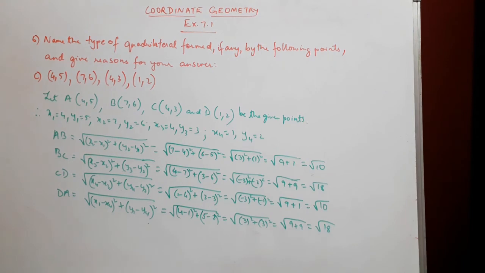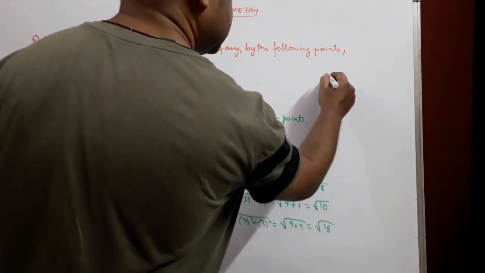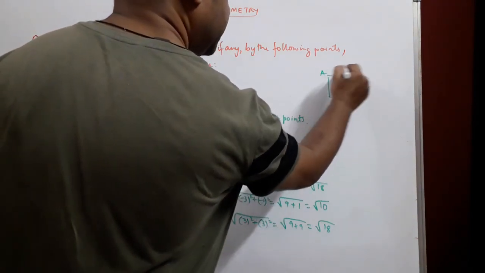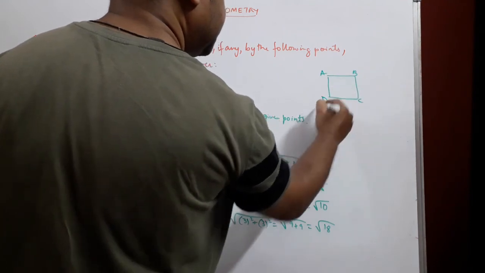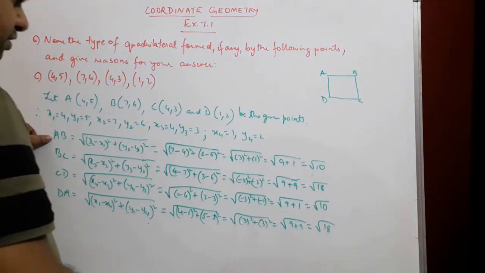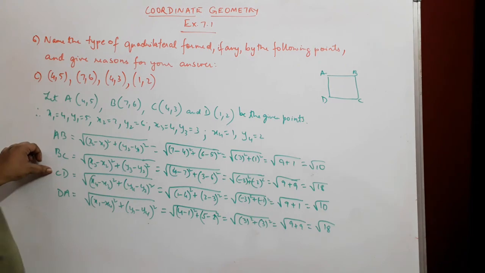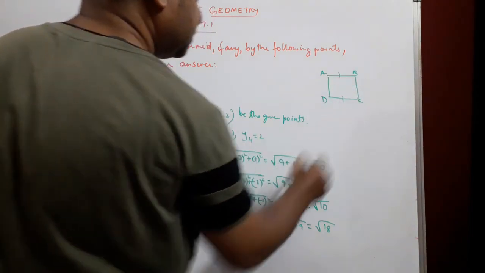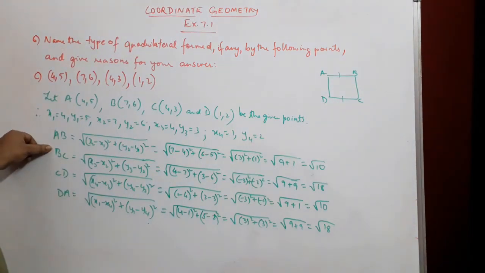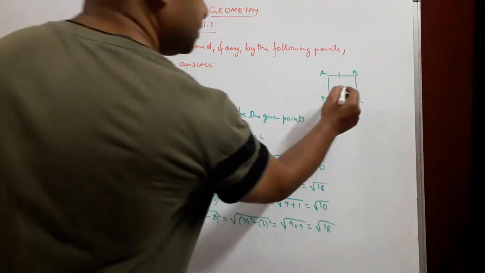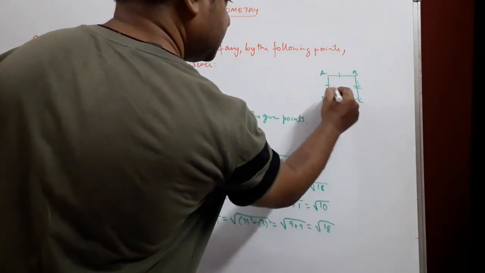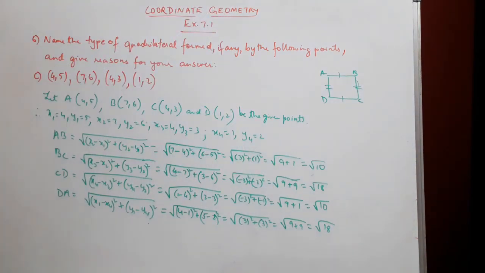Now clearly you can see that AB is equal to CD and BC is equal to DA. So if we draw a figure like this, A, B, C, D, we have AB, which is equal to CD. This side is equal to this side, and we get BC, which is equal to DA. So BC is equal to DA, which means opposite sides are equal.